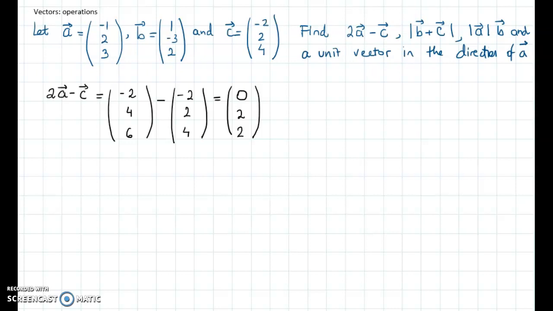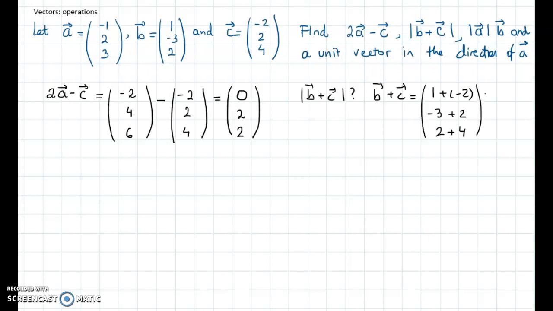Next, we wish to find the magnitude of the vector B plus C. So we will begin by summing the vectors B and C. So we have to sum the components. So 1 plus -2 is the sum of the x components, -3 plus 2 is the sum of the y components, and 2 plus 4 is the sum of the z components. So this vector has components -1, -1, 6.